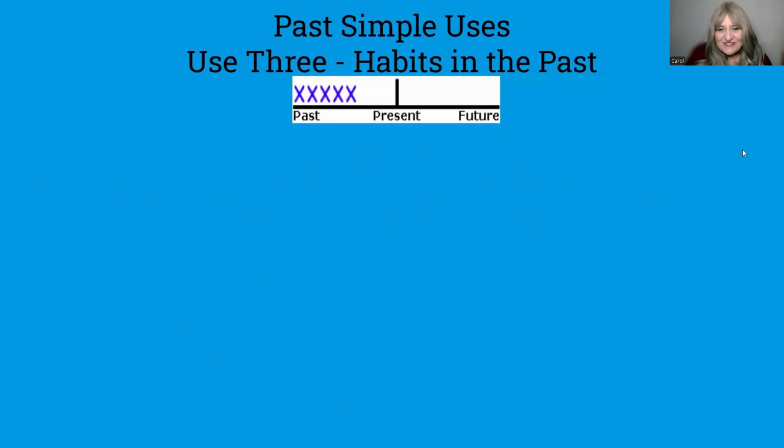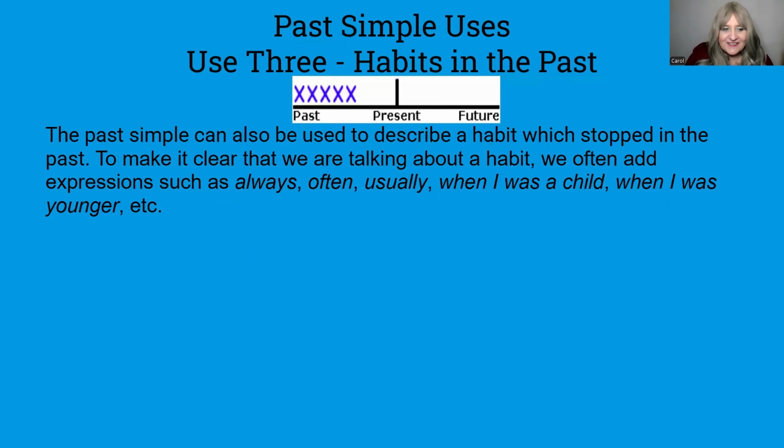Okay, so use three is habits in the past. So the past simple can be used to describe a habit which stopped in the past. To make it clear that we are talking about a habit, we often add expressions like always, often, usually, when I was a child, when I was younger. Okay, so here's our first example. I studied Japanese when I was a child.